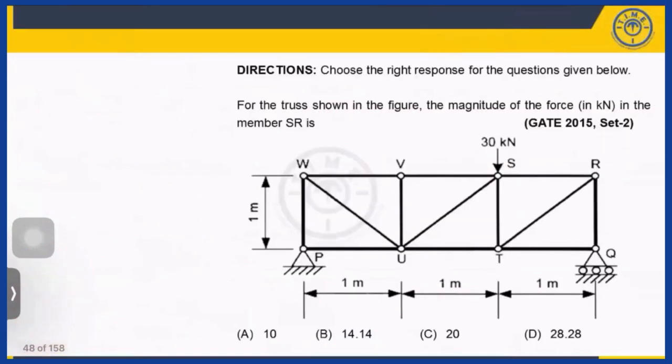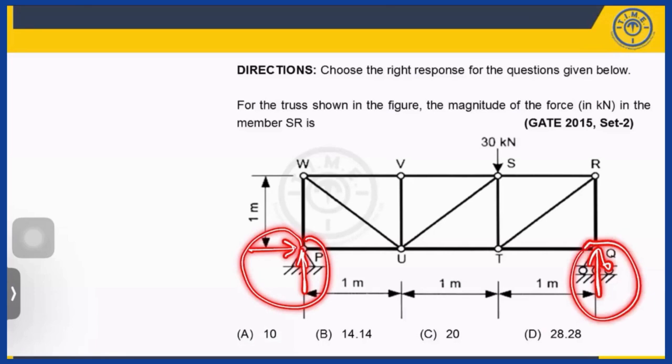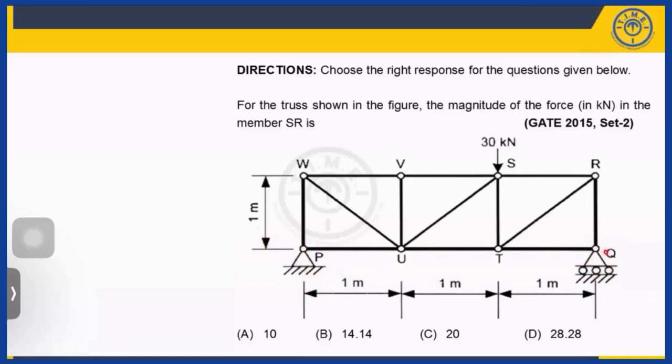So let's try to solve this problem by the method of section. The same problem you can solve by the method of joint also. But what is the question? For the truss as shown in the figure, find the magnitude of force in the member SR. That means you have to calculate the force in this member. So how will you proceed? Suppose you want to calculate using the method of joint. You will apply the reactions here, then you have to calculate the reactions at point P and point Q using the equilibrium equations. Once you know the reaction values, you will consider this joint. You can calculate this force and this force.